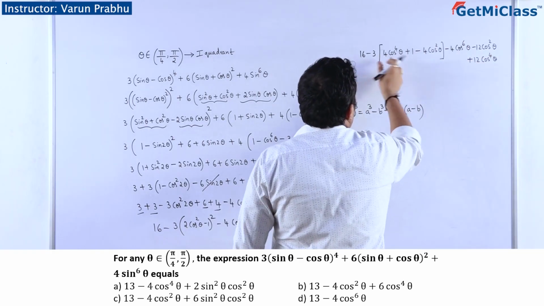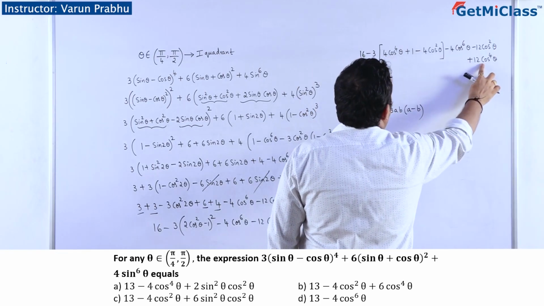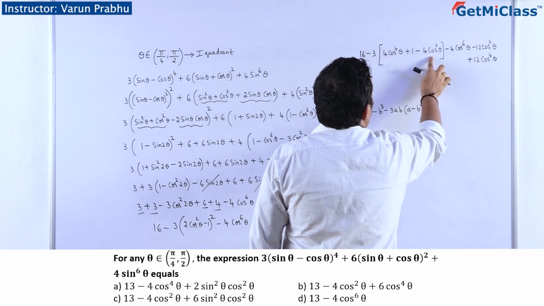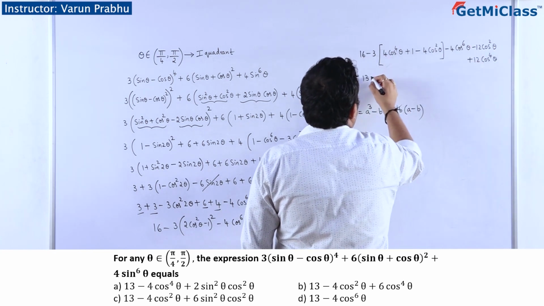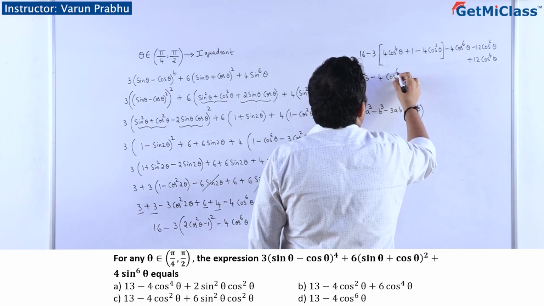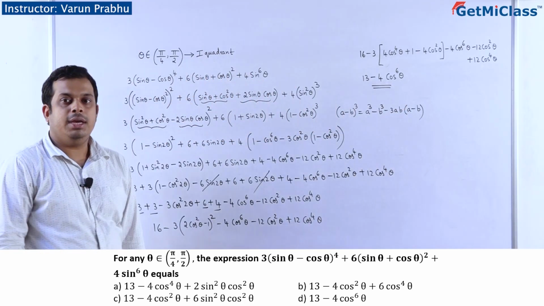16 minus 3 will be 13. So 12 cos to the power 4 theta and minus 12 cos to the power 4 theta will get cancelled. Plus 12 cos squared theta and minus 12 cos squared theta will get cancelled. So you are left with 13 minus 4 cos to the power 6 theta. This will be the answer to the question.